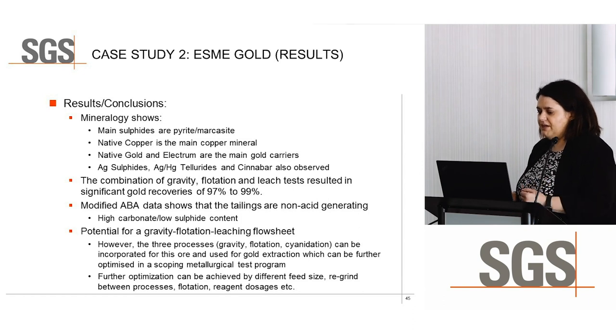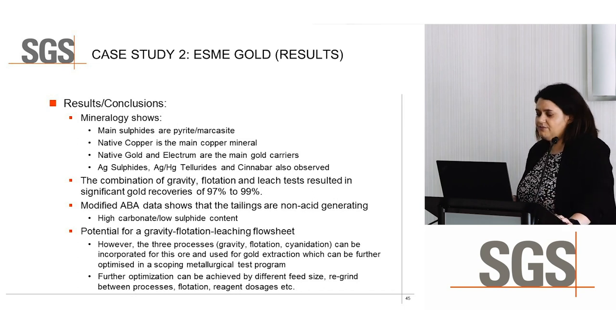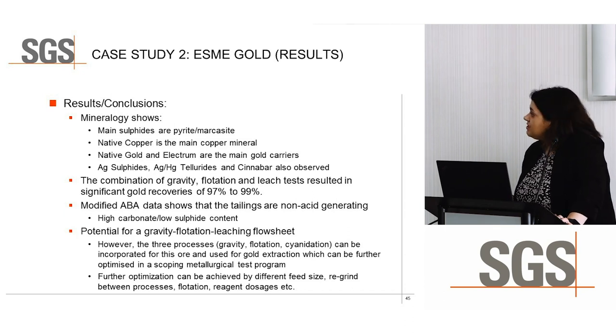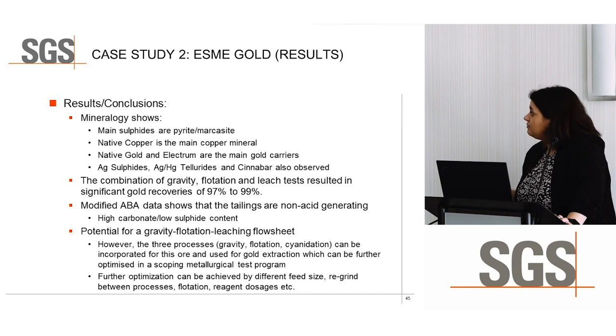We also, obviously, as I mentioned before, have native gold and electrum. There was also some silver in there as well. So we found some silver sulfides, some silver and mercury tellurides, and also cinnabar. So that could be a potential issue down the road. Potentially, there are some mercury minerals floating around. So at this early stage, we can start seeing these sorts of things pop up.